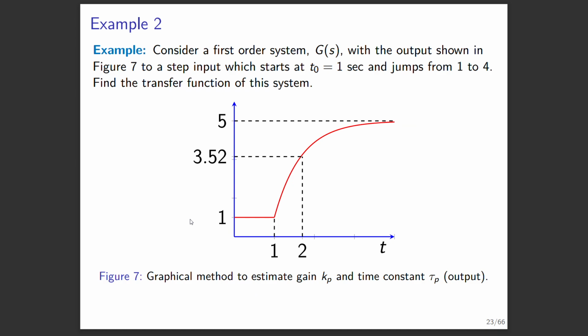Okay, let's see another example. Consider a first order system g, and this is the output shown in this figure to a step which starts at 1, and as we can see, the input jumps from 1 to 4. What does it mean that step jumps from 1 to 4? It means that the magnitude of the input is 3. So I have an input with magnitude of 3, and this is the output. Find the transfer function of the system.